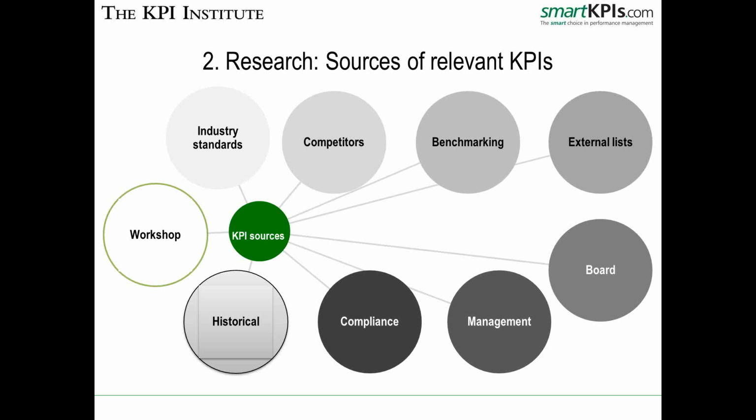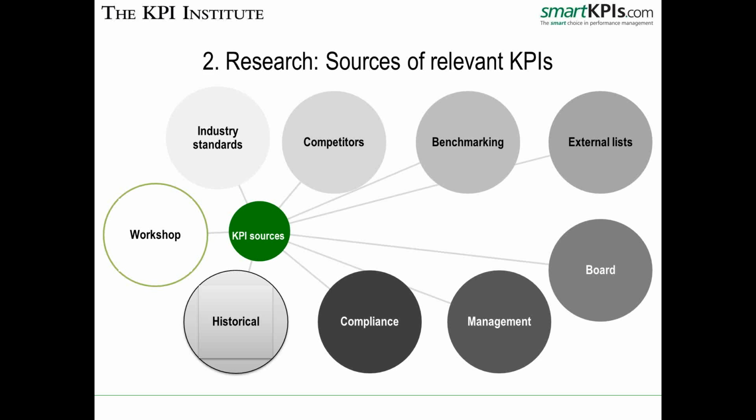At the same time, research should focus externally by reviewing what competitors are using, by looking at benchmarking figures relevant to the industry or the functional area, analyzing which are the industry standards in using KPIs, and also analyzing external lists such as smartkpis.com. All of these are meant to help with getting a complete picture, from both within the organization and outside of the organization, of what the landscape looks like in relation to our KPI selection project.